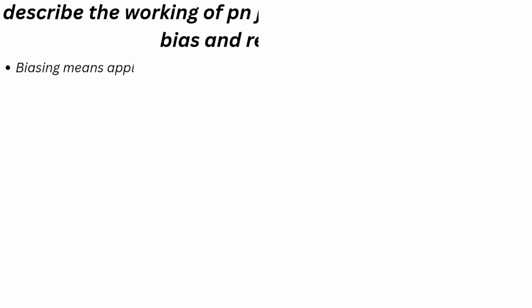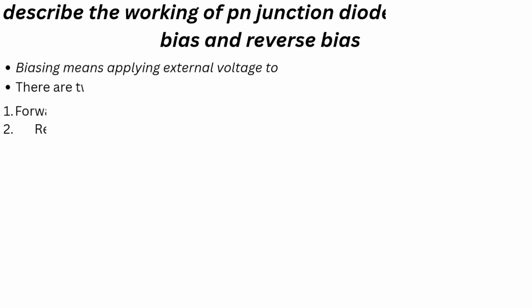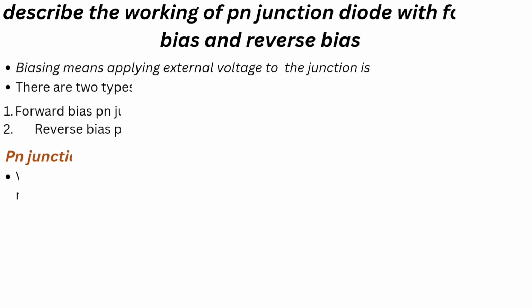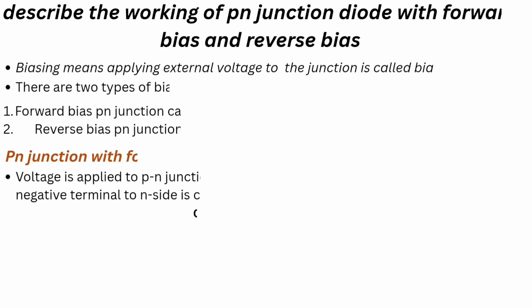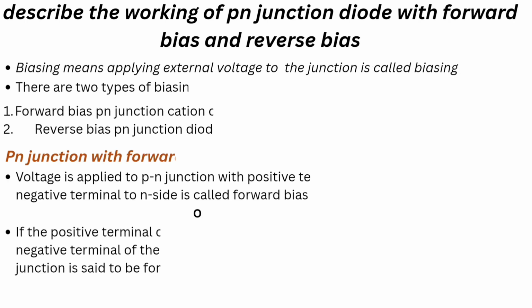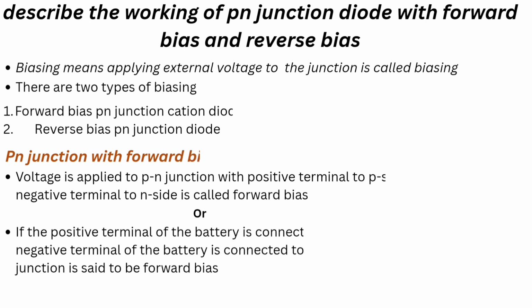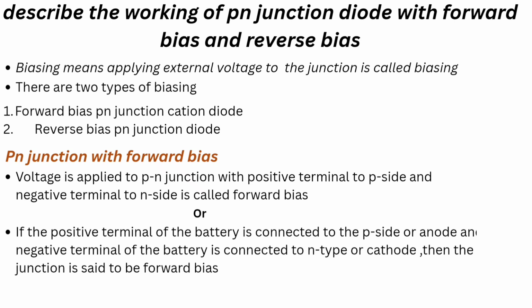In today's video, we will discuss the working of a PN junction diode with forward bias and reverse bias. In the last video, we discussed the working of a PN junction diode without biasing. In this video, we will see the working of this PN junction diode with biasing. So first thing, forward bias and reverse bias. First thing we should know is what is meant by biasing.